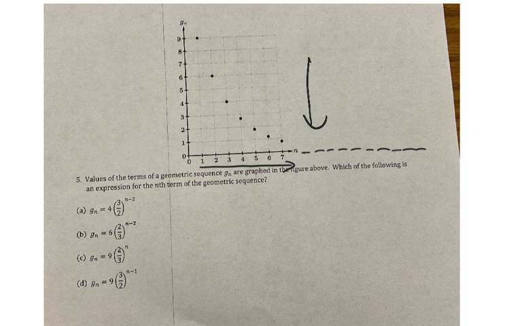If I plugged in a 1 here, what's 1 minus 2? Negative 1. What is 2/3 to the negative first? It's not negative 2/3. It's not 0. It's 3/2. It is 3/2. It's the inverse. That's correct.